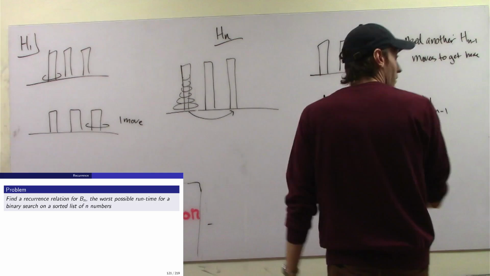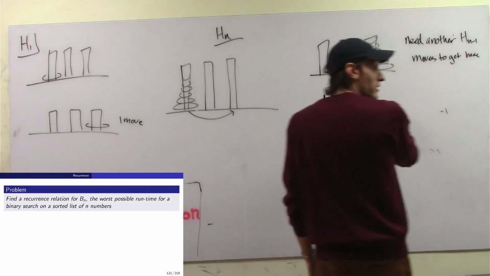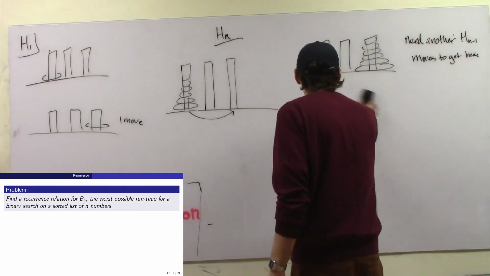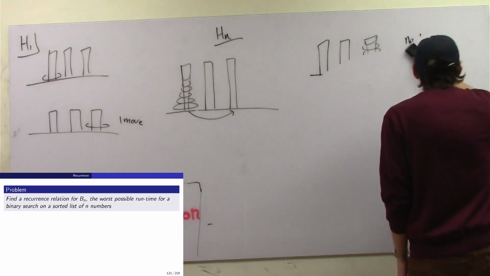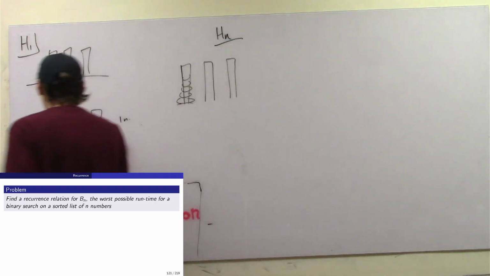So we need a recurrence relation for B sub n, the worst possible runtime for a binary search on a sorted list of n numbers. To do this, we have to talk about what binary search is on a sorted list of n numbers.